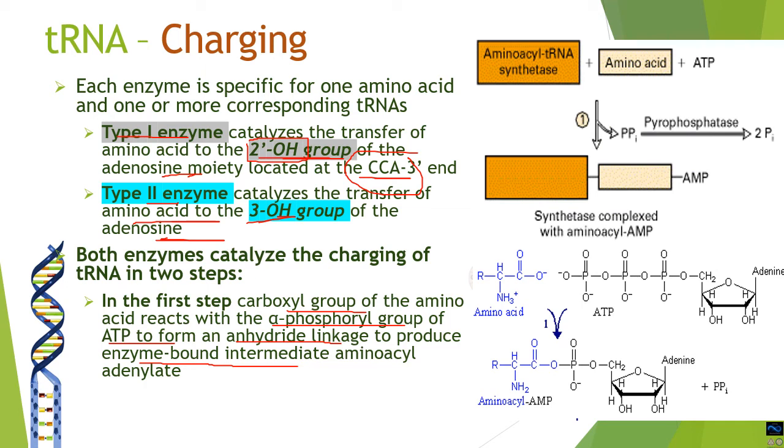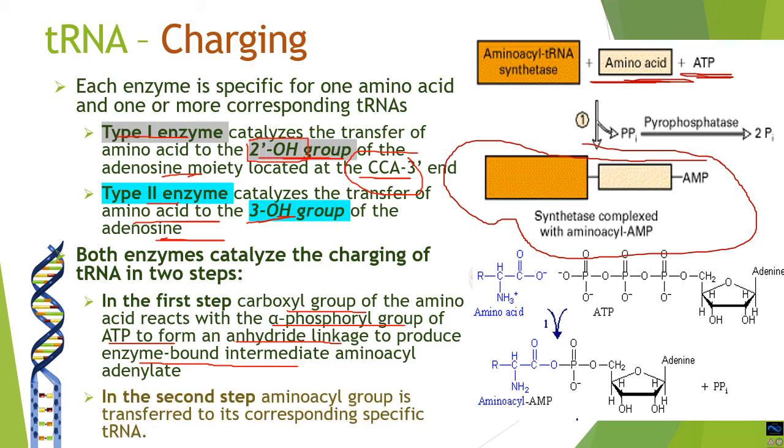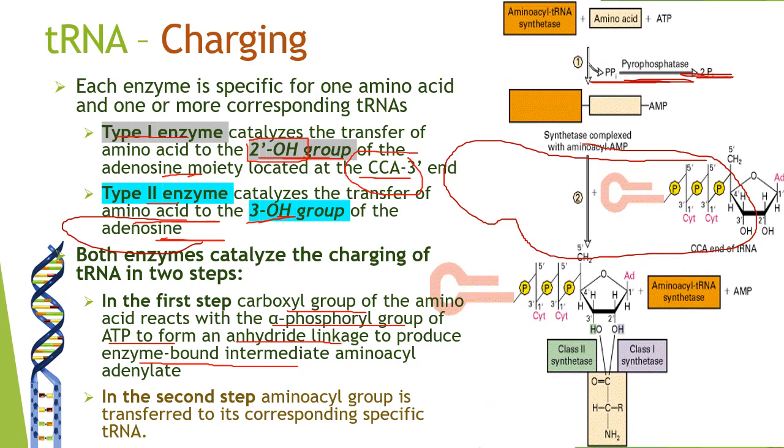So the amino acid is charged with the ATP to form the enzyme-bound complex of aminoacyl AMP, and then this amino acid group is transferred to either the 2' hydroxyl group or the 3' hydroxyl group of the adenosine, depending upon the type of enzyme, and hence the tRNA is called the charged tRNA. So the charged tRNA differs from the uncharged tRNA in the binding of the amino acid to the 3' CCA arm.